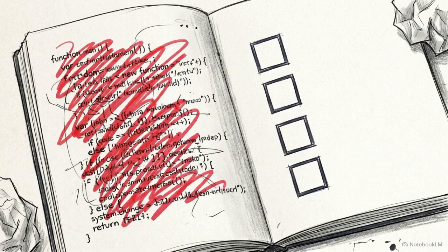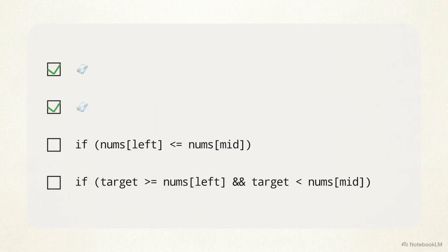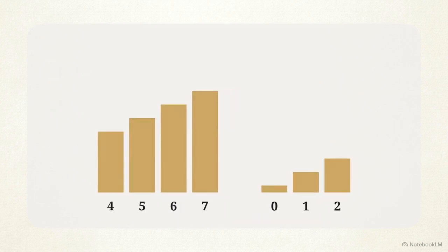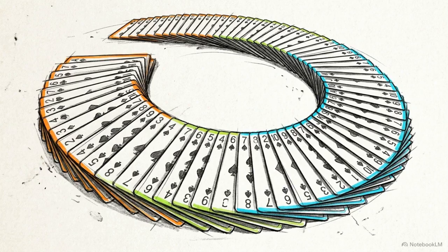Focus on the 4 logical triggers that drive the search. Review the checklist. 1. The boilerplate shell. 2. The immediate check for the target. 3. Identifying which half is sorted. And 4. Checking the bounds of that sorted half. By identifying the sorted half first and then checking its specific boundaries, you can navigate a rotated array using the same binary logic as a standard sorted list.